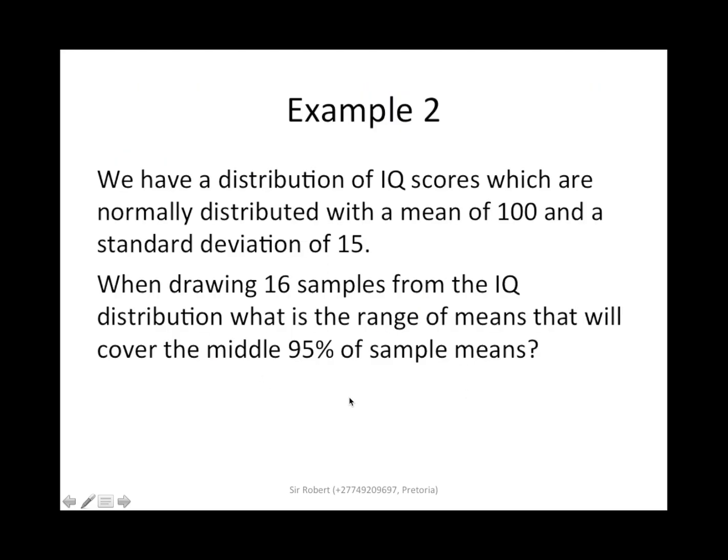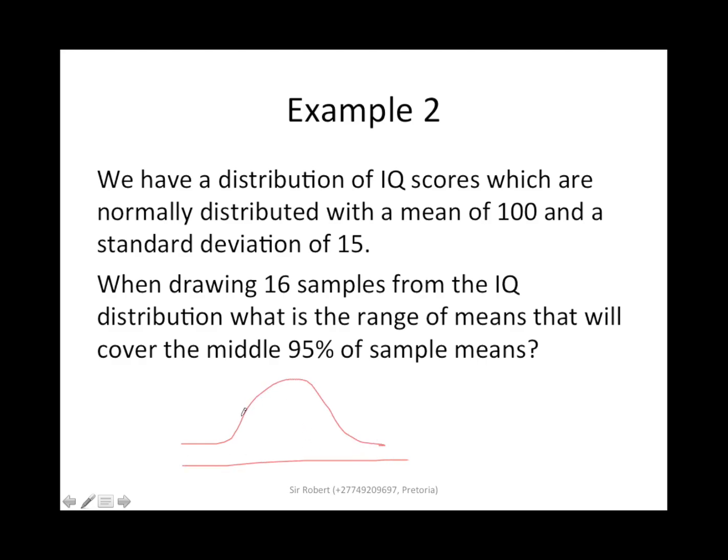So let's move on to this second example. We have a distribution of IQ scores, which are normally distributed with a mean of 100 and a standard deviation of 15. When drawing 16 samples from the IQ distribution, what is the range of means that will cover the middle 95% of the means?